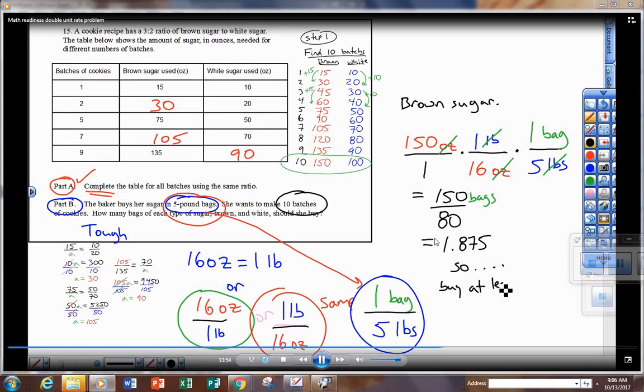And since we live in a reality-based world, I will need to buy 2 whole bags to cover this. So I'm going to have a little bit extra, but I wouldn't want to buy just 1 bag because I wouldn't have enough. I need at least 2 bags of brown sugar for these 10 batches of cookies.